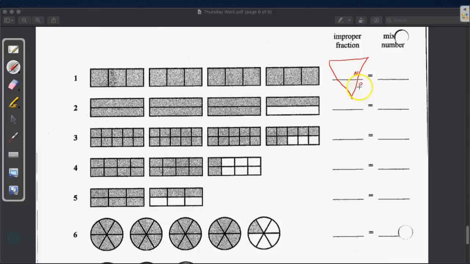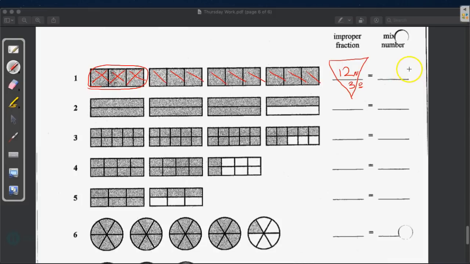So the denominator, the number on the bottom, represents how many pieces you have in one group. In one group, you have 1, 2, 3. You have 3 pieces in one group. Your numerator is, you just count all the shaded pieces only. So it should be 1, 2, 3, 4, 5, 6, 7, 8, 9, 10, 11, 12. There are 12 out of 3 that are shaded in completely.